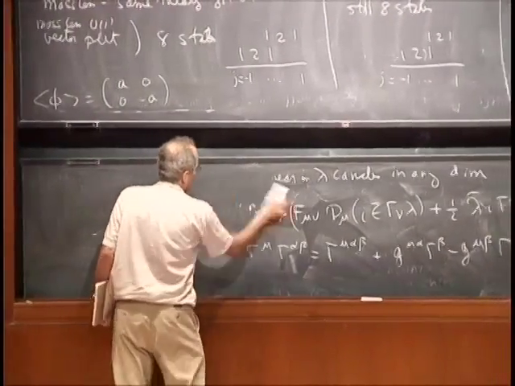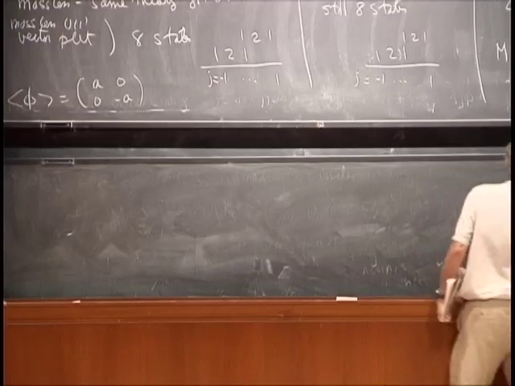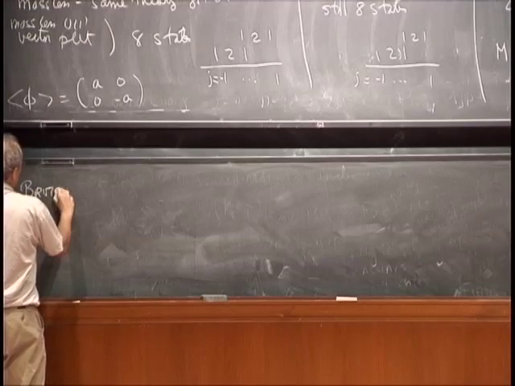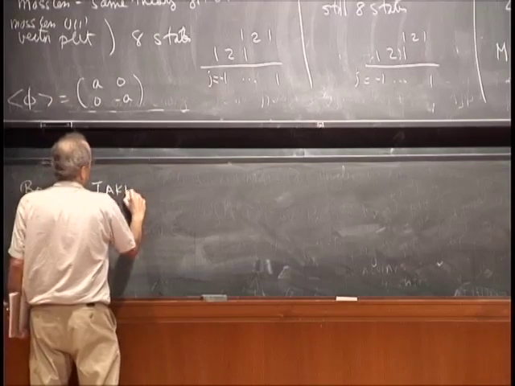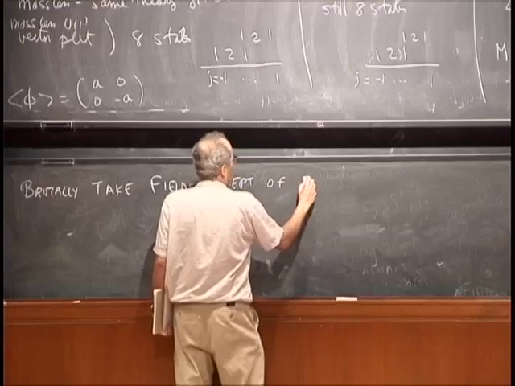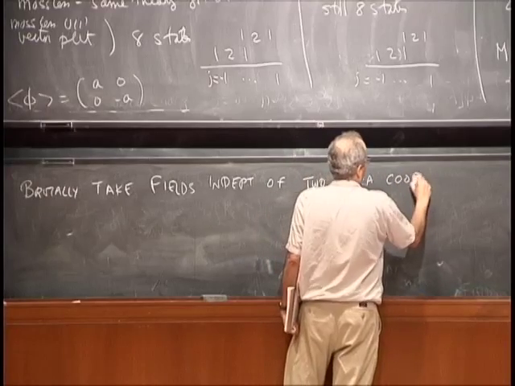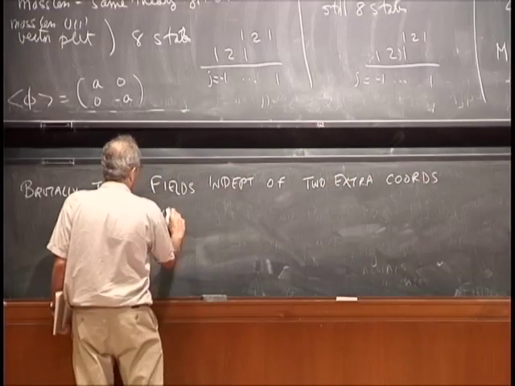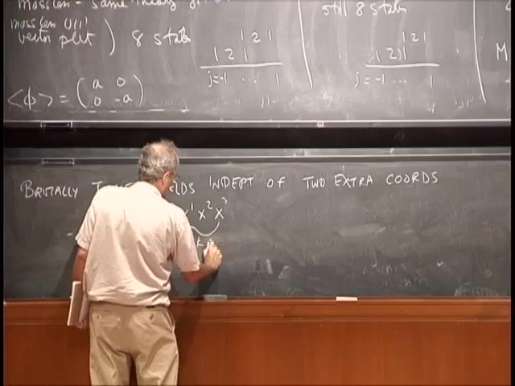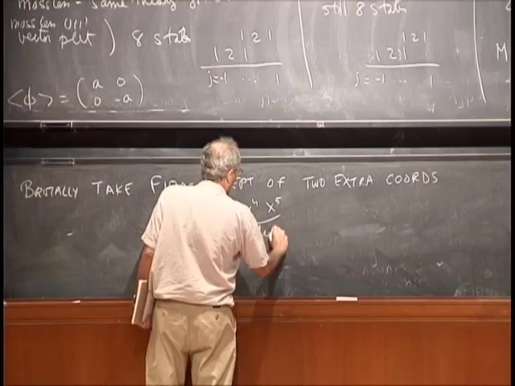How do we get that second construction? Starting from 6 dimensions, well, we just brutally take the fields independent of the last 2 dimensions. So we write our fields as time and x1, x2, x3. We think of that as Minkowski spacetime. But then there's x4 and x5. We drop the dependence on these.